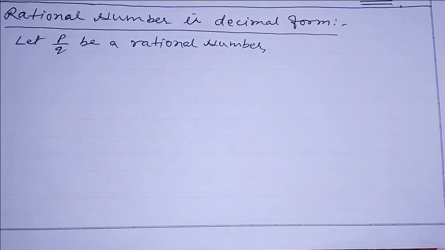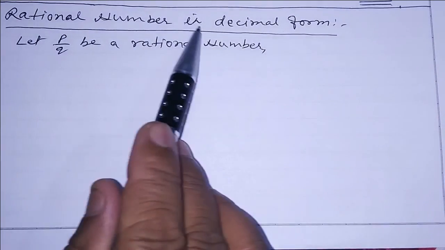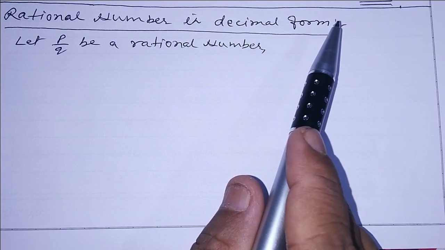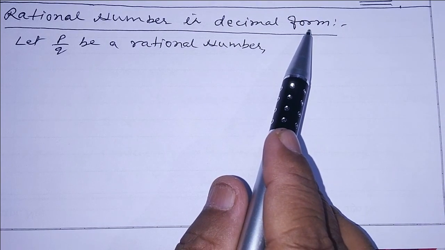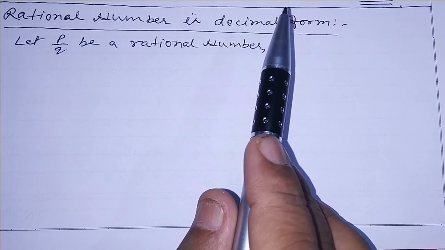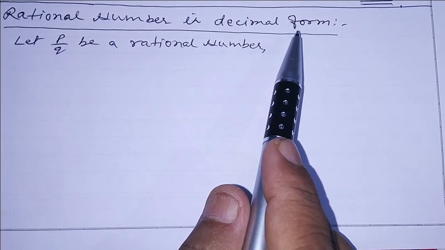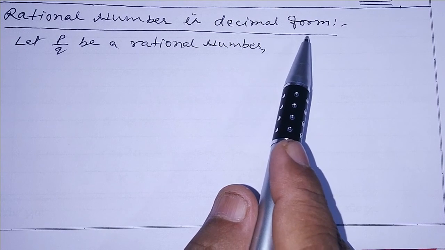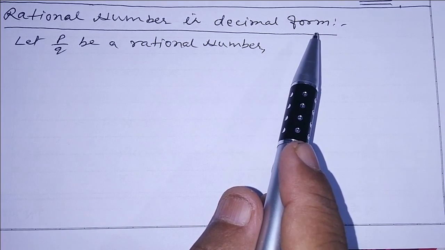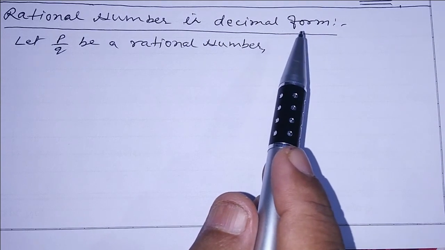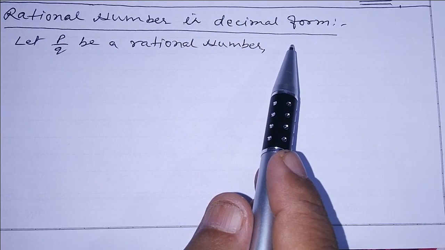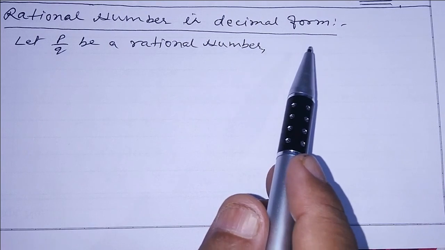Here we are going to take a concept, a rational number in decimal form. We already know in class 9, when we divide the numerator by the denominator of a rational number, we get two types of decimal form. One is a terminating decimal, the other is a non-terminating and recurring decimal. Now, without division, how can we conclude whether the given rational number will be terminating or recurring?